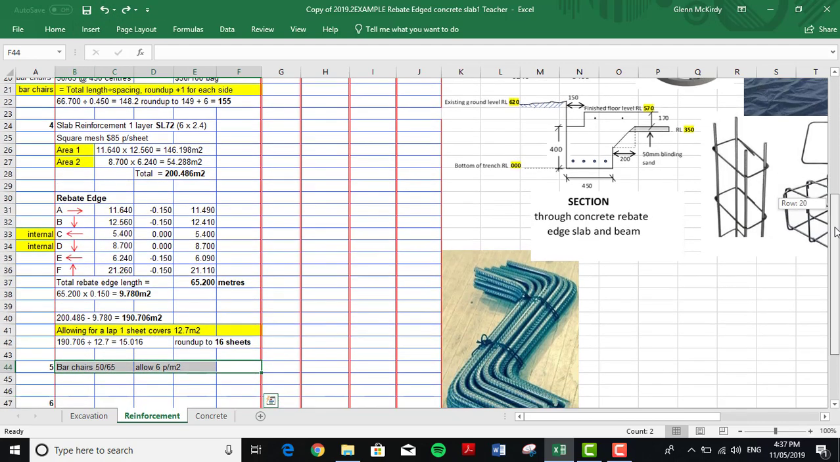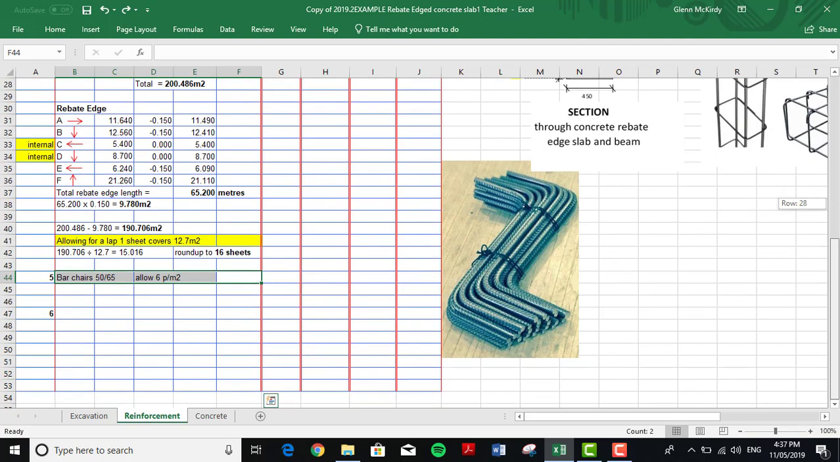Okay, now our bar chairs, we have bar chairs that keep the steel off the ground, and they're 6 per square metre. This is under the slab portion, so we have our total area of 190.706, and we times it by 6. Okay, and that gives us 1145 when we've rounded up.